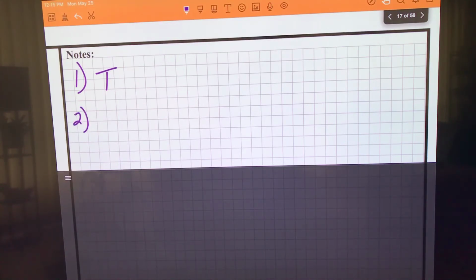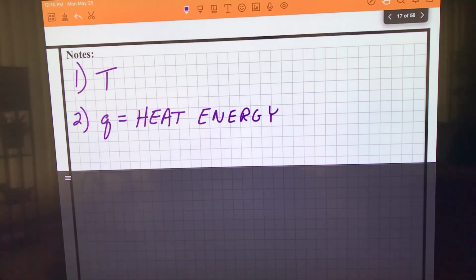Number two, the letter Q. What does Q represent? Q represents heat energy. Okay, not temperature. We're still using T for temperature. Heat energy is the actual energy that moves and is present. Temperature is just a scale. It's a number that we use to measure heat energy. So they're different.